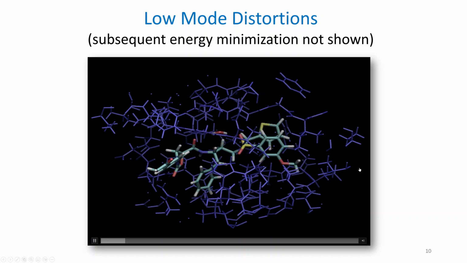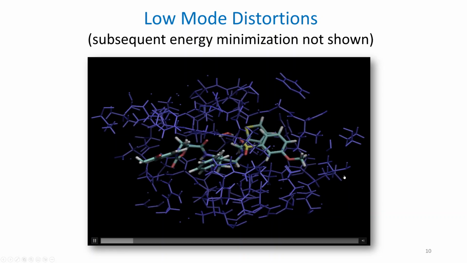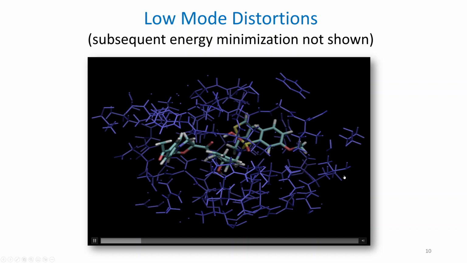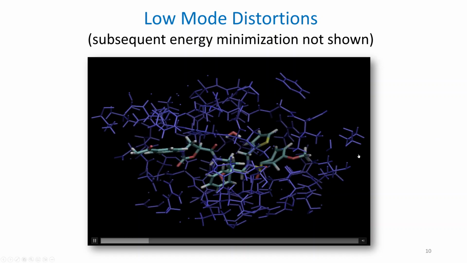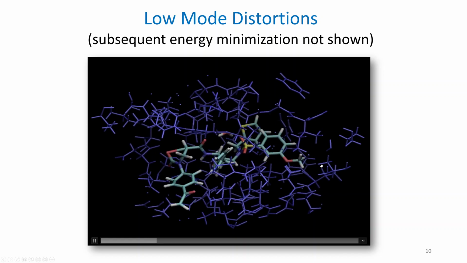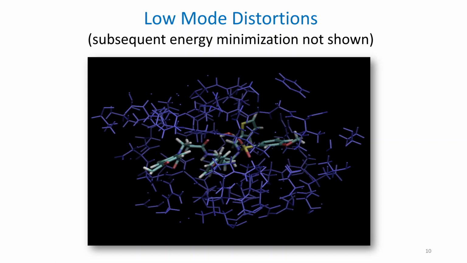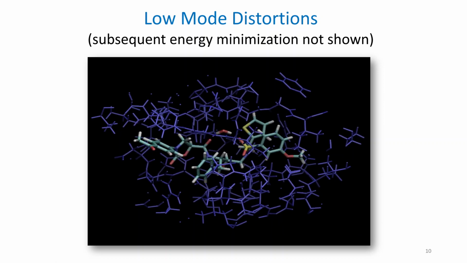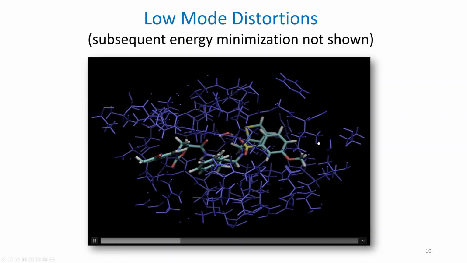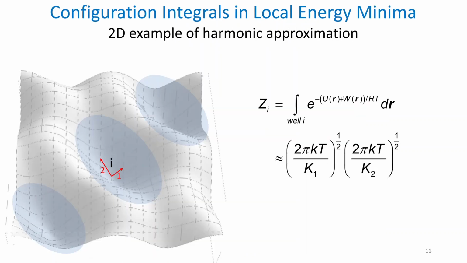And this is actually a rather powerful way of exploring various possible poses of the ligand and the binding site. What's not shown here is that after each of these distortions, there would normally be an energy minimization to relax down into the local energy minimum that's been found.